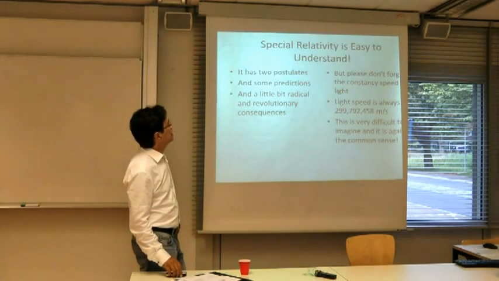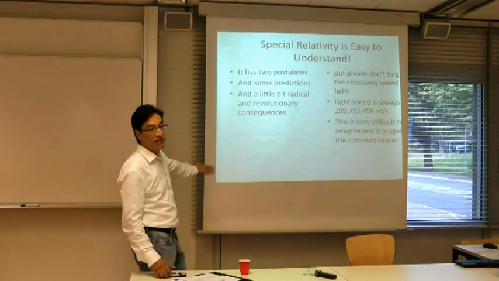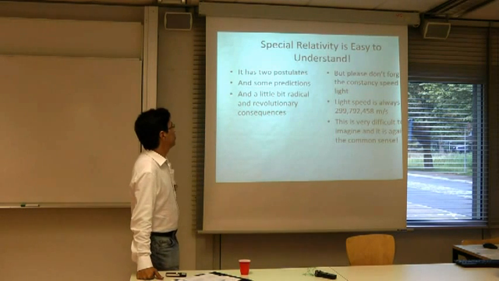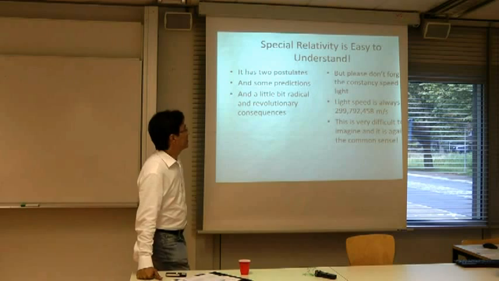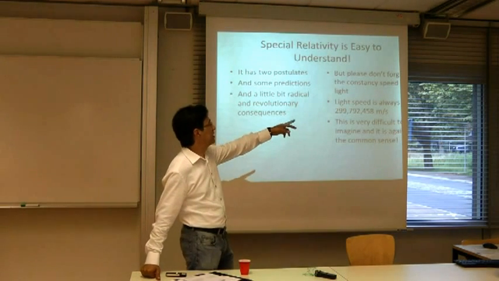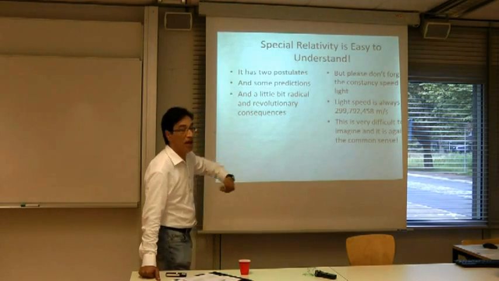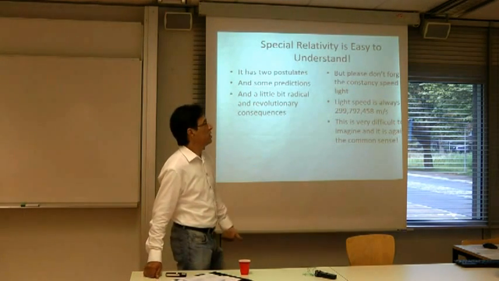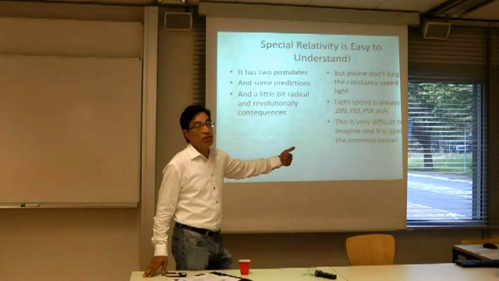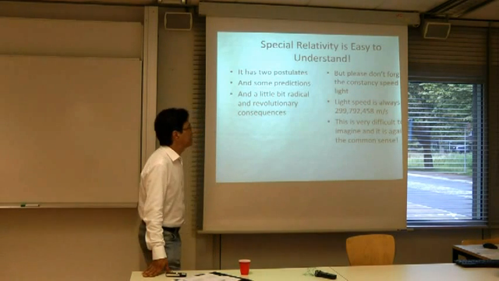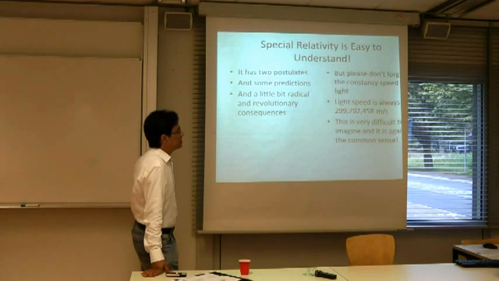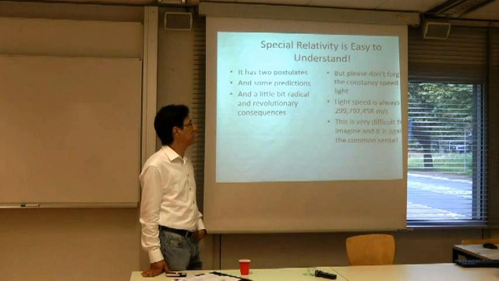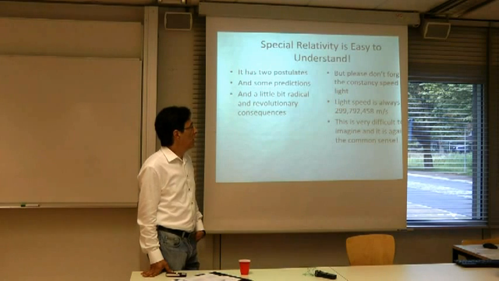Okay, special relativity is easy to understand. It has 2 postulates, some predictions, and a little bit radical and revolutionary consequences. But please don't forget the constancy speed of light. Light speed, now I'm telling you the exact speed of light, is 299,792,458 meters per second. This is very difficult to imagine, and it is against the common sense. Why, I will tell you.